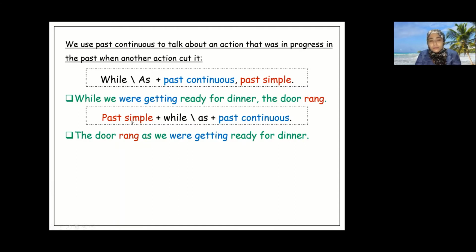And if we have while or as in the middle, we should have the past continuous after them and the past simple at the beginning of the sentence. For example, the door rang as we were getting ready for dinner.